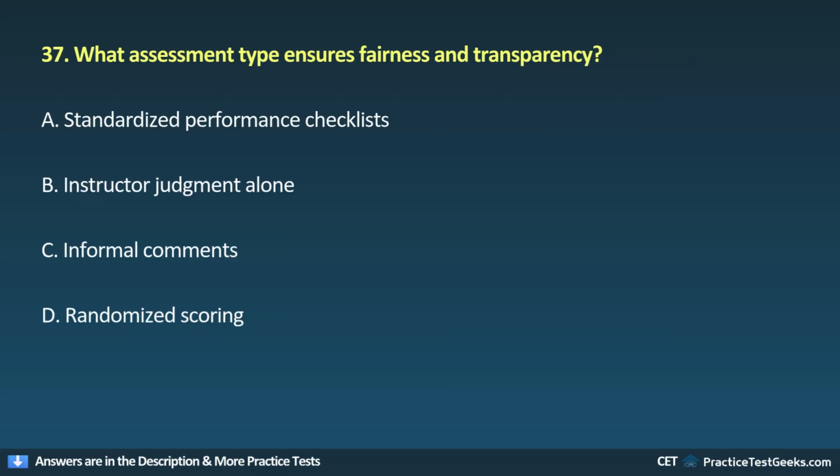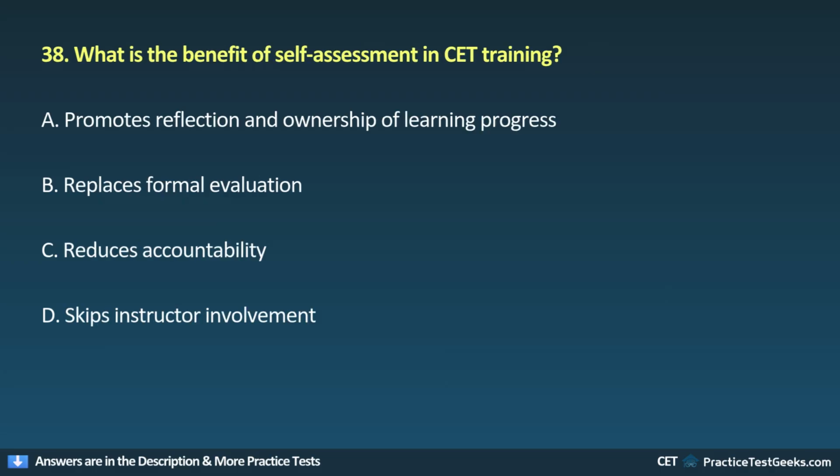37. What assessment type ensures fairness and transparency? A. Standardized performance checklists. B. Instructor judgment alone. C. Informal comments. D. Randomized scoring.